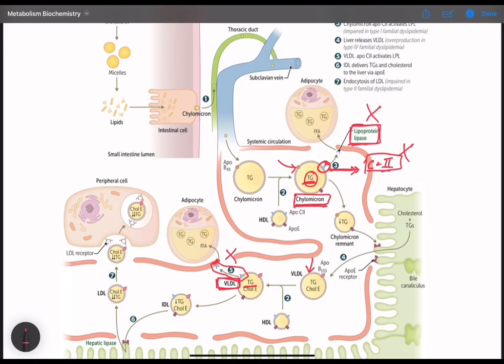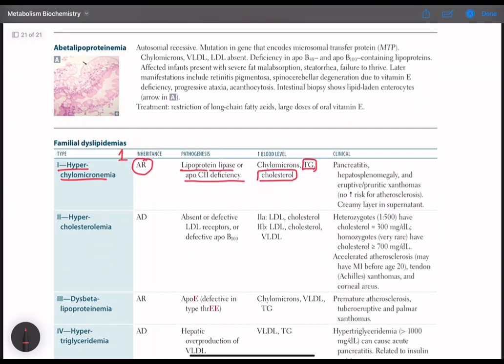So these patients will have high levels of VLDL as well as chylomicrons, but specifically the levels of chylomicrons are heavily elevated, and the lipids present in chylomicrons are triglycerides, which are specifically affected. So these patients will have high levels of triglycerides as well as some amount of cholesterol. These patients will experience pancreatitis due to high levels of triglycerides, also hepatosplenomegaly and eruptive or pruritic xanthomas, but there is no increased risk for atherosclerosis. There is a creamy layer in the supernatant. If we take blood of these patients and put it in a test tube, there will be a creamy layer formation showing the higher levels of TGs.